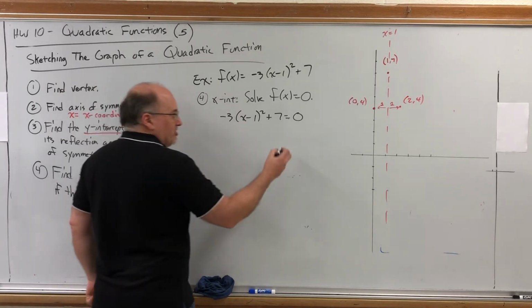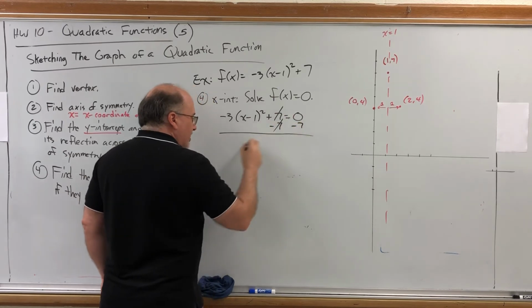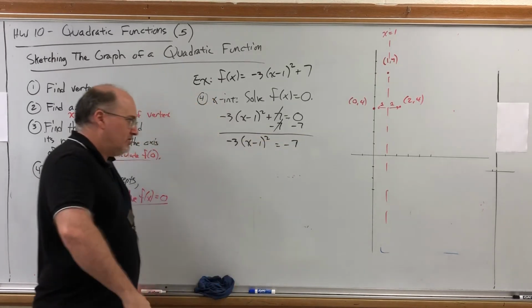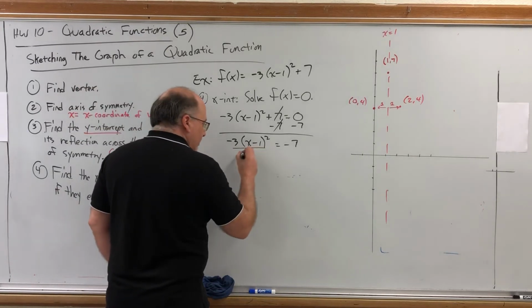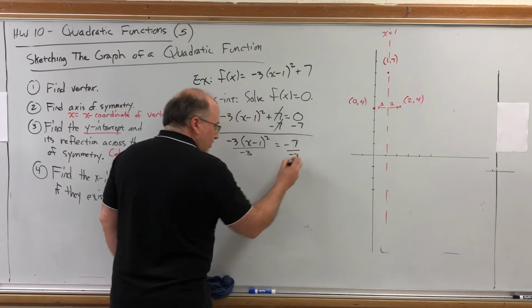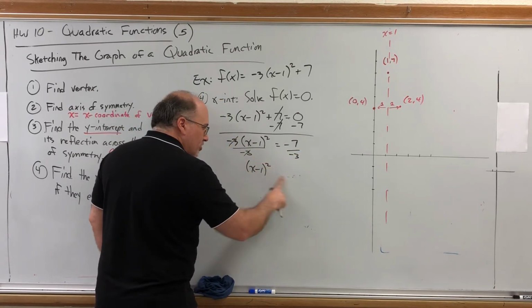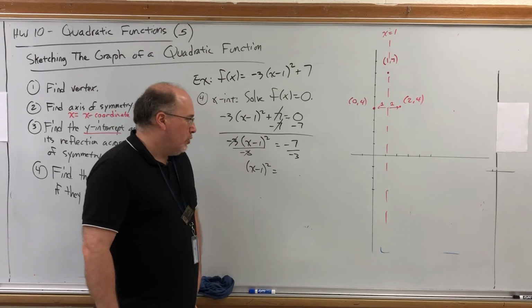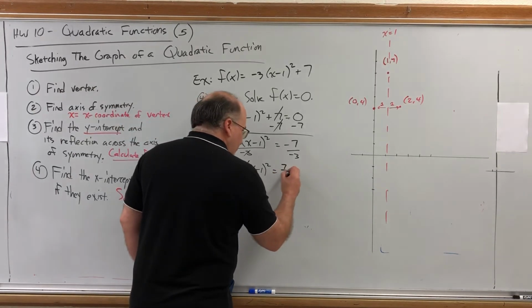The first thing to go is the 7. Since it's added to both sides, we'll subtract it from both sides, and be left with negative 3 times the quantity x minus 1 squared equal to negative 7. Not liking all these negatives. Next move is to divide by negative 3 on both sides, which cancels the negative 3's on the left, leaving the quantity x minus 1 squared. And on the right side, we get negative 7 over negative 3, which won't reduce, but negative divided by negative is positive. So those two negatives are gone.